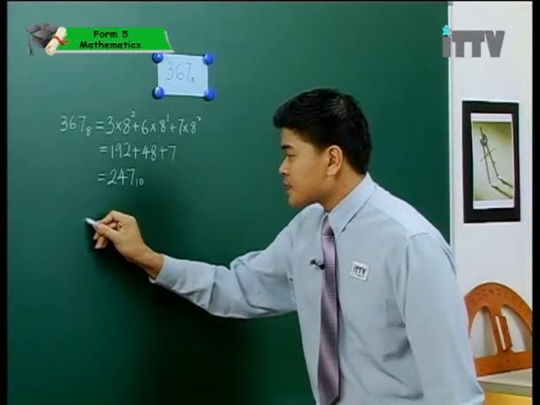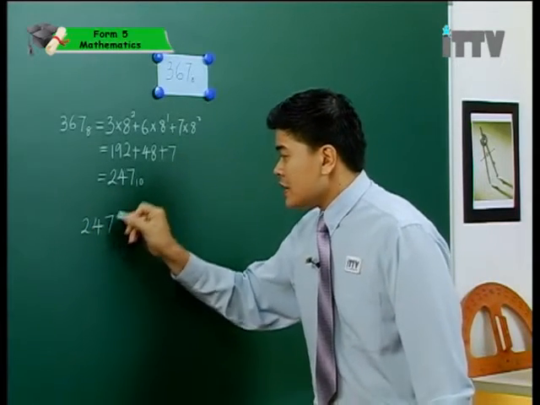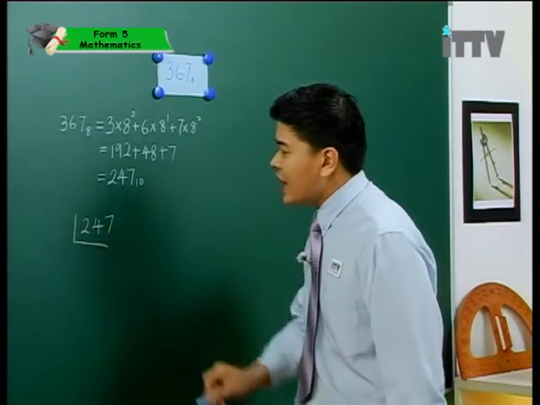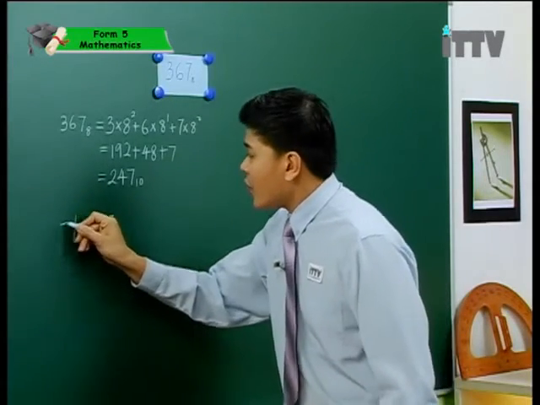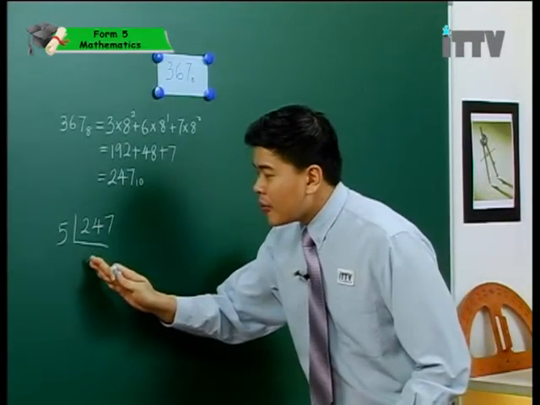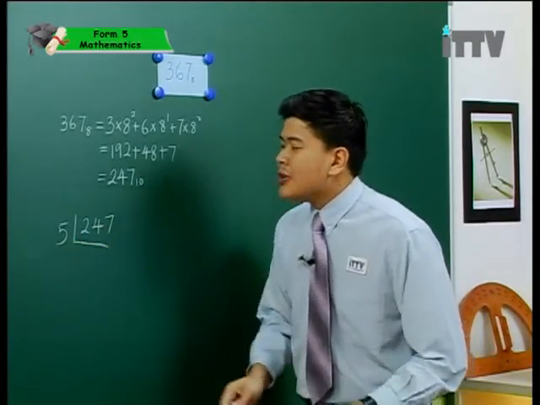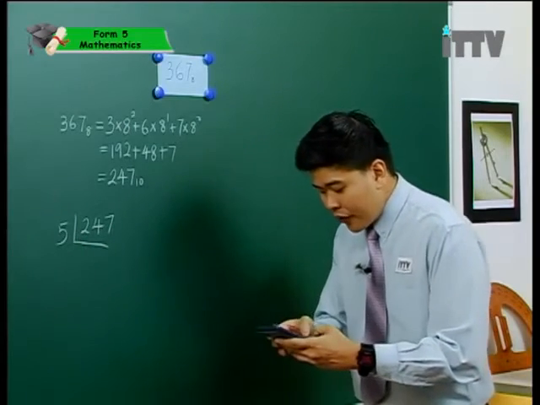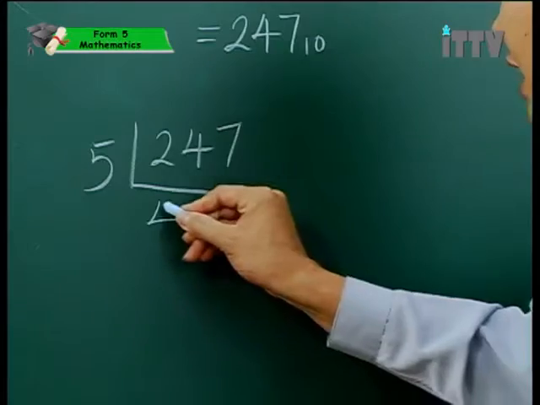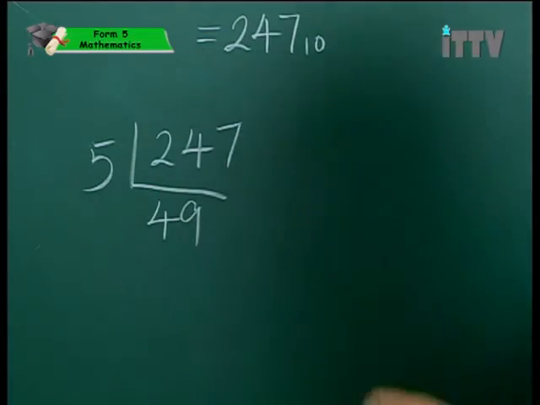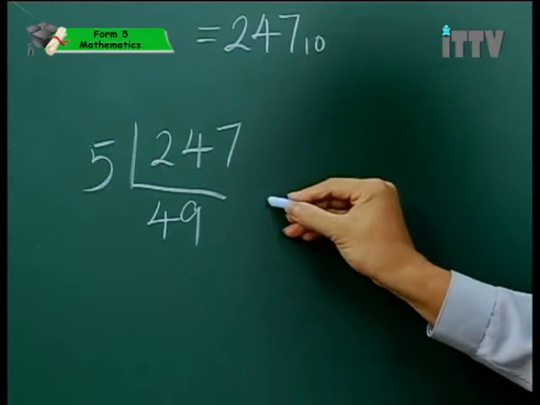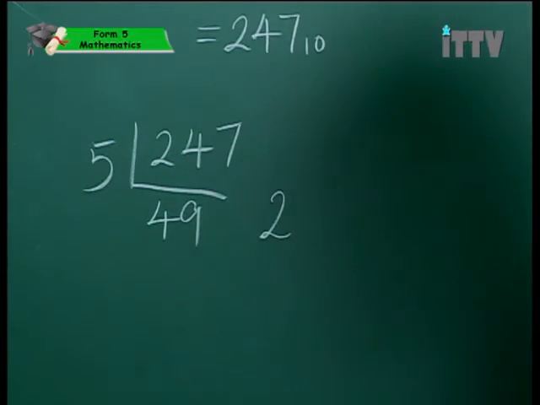So 247, and if you want to change it to base 5, we have to divide it repeatedly by 5. Remember the technique: what number multiplied by 5 gives you nearest to 247? It will be 49, because 49 multiplied by 5 gives you 245. The difference with 247 is 2, so the remainder is 2.